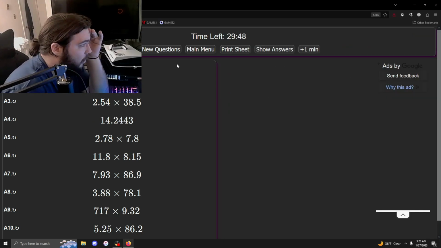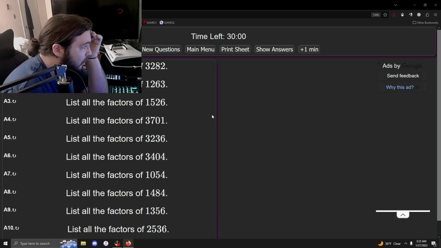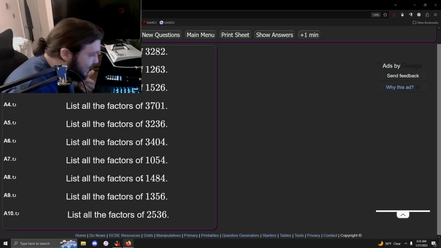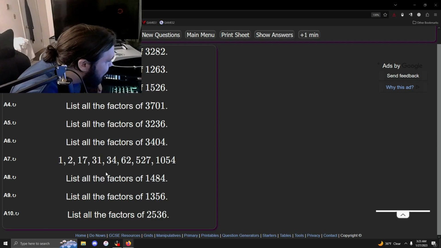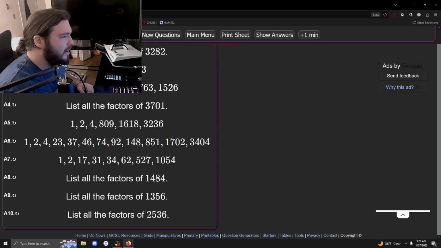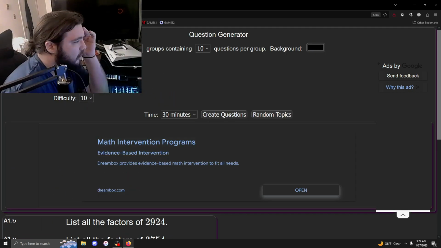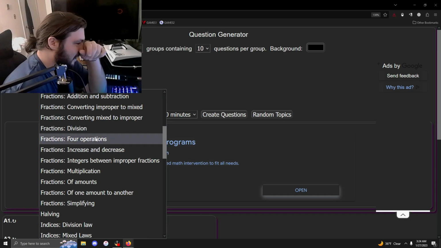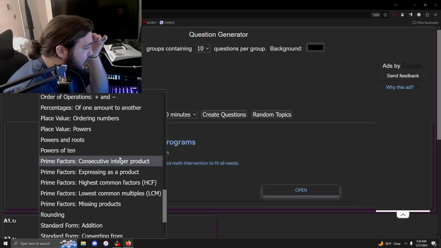I don't know what I'm doing, guys. I don't know anything about math. Factors? Is that what I'm looking for? What is this? How are you supposed to know that? Is one and two every factor of every... Oh, what is this? An odd number? How am I supposed to know any of this? Main menu. Addition, sure. I don't know what I'm doing. This was supposed to be a really funny video, and I just started to be funny when you have no idea what you're doing. Mixed laws.